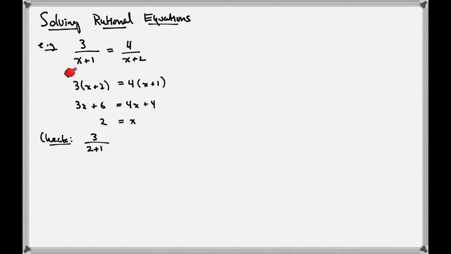I'm going to plug in 2 for x here, and I get 3 over 2 plus 1, that's 3 over 3. It's going to be 1. I'm going to plug 2 into the other side. I'll have 4 over 2 plus 2. That's 4 over 4, and that's also 1. They agree. So yes, this is a solution to my rational equation.